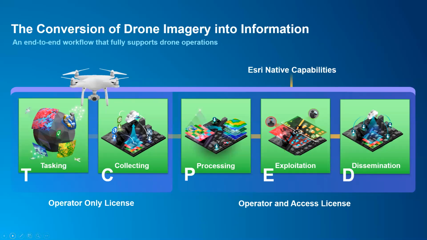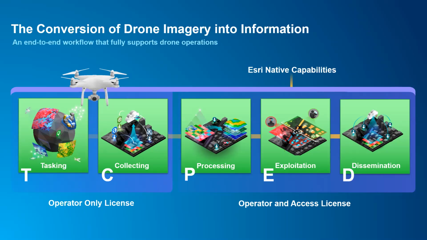That same workflow still applies today, and it still applies with drones. But I bring it to your attention because I want to highlight where things get separated out within the product line itself. So if you look at Drone to Map, it's only really capable of doing the last three of these functions in this workflow: the processing, the exploitation, and the dissemination. But SiteScan also includes the tasking and collecting capabilities.